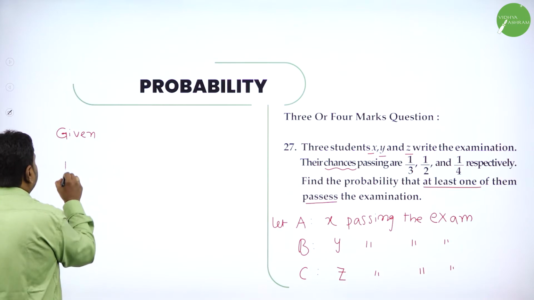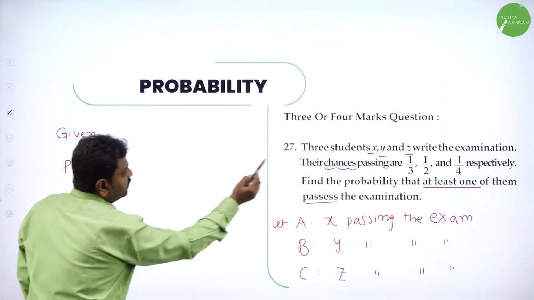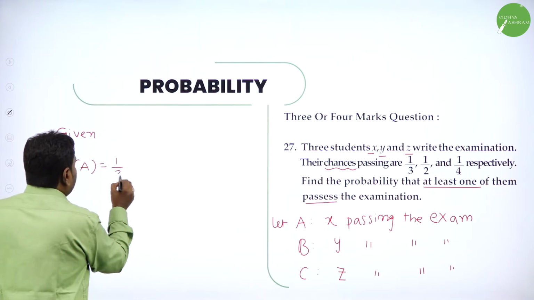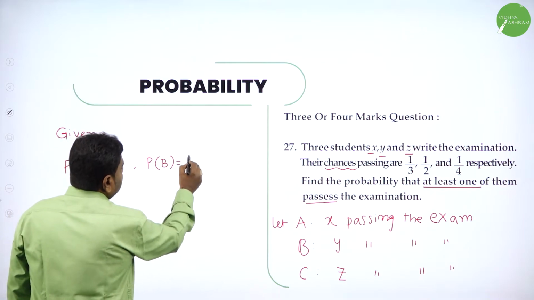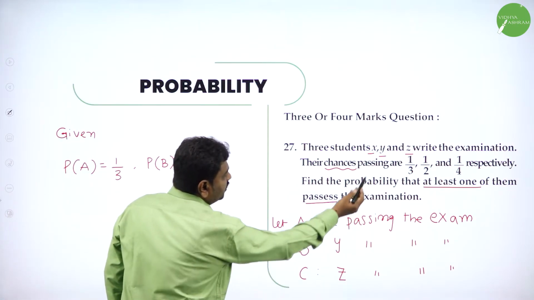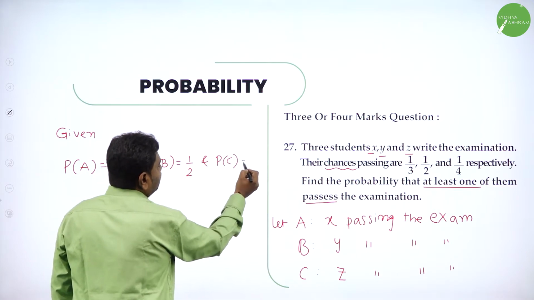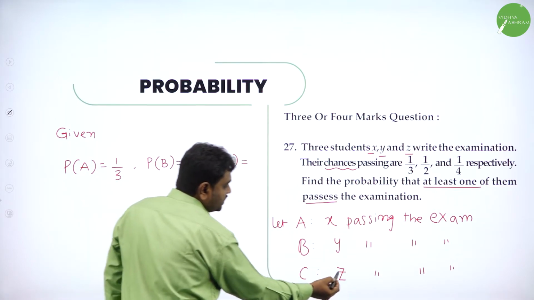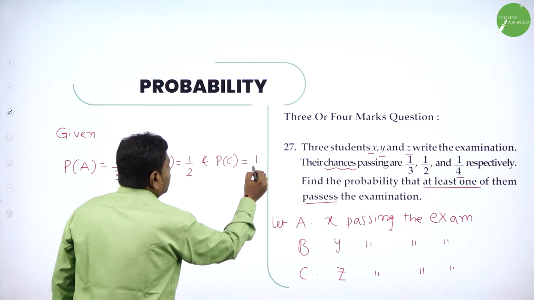So probability of A passing, P of A, is 1 by 3, directly given. Probability of B passing, Y passing the exam, P of B, is 1 by 2. And probability of C, Z passing the exam, I told you C stands for the event Z passing the exam, is 1 by 4. Whatever is given is symbolized.